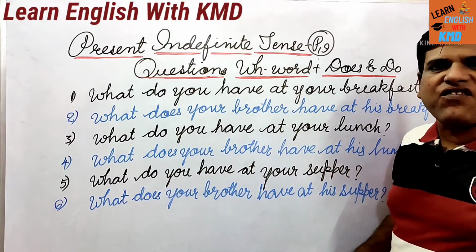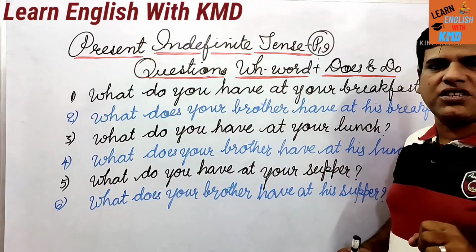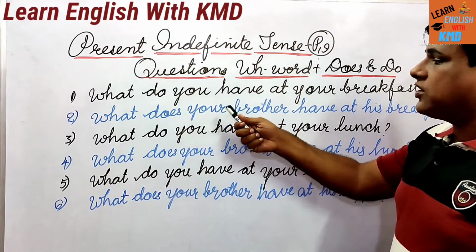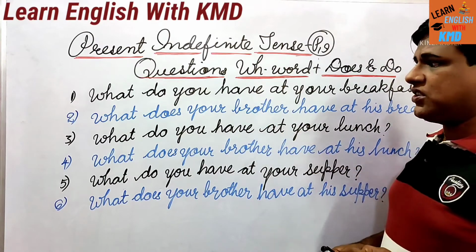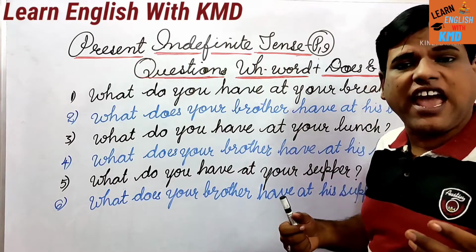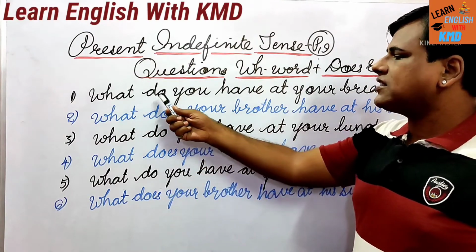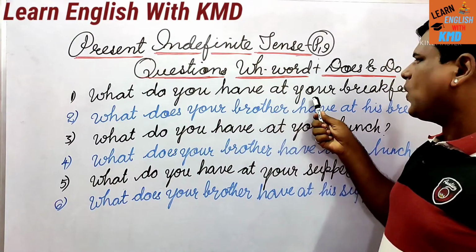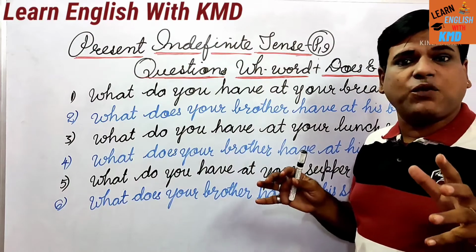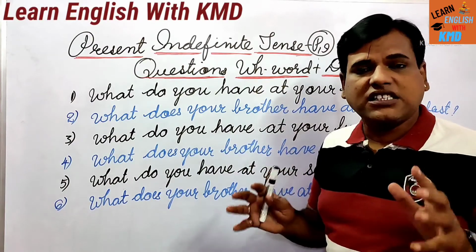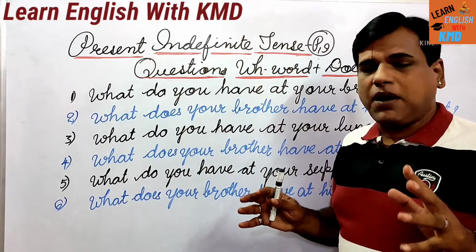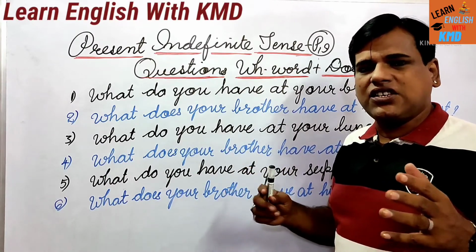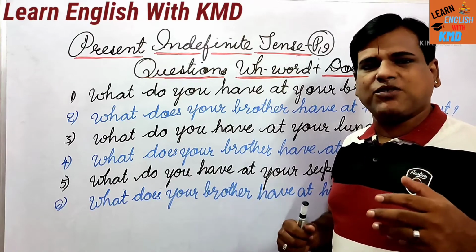Well, it's not breakfast. It's breakfast, breakfast. What do you have at your breakfast? Let's count the words. How many words do we have in the question here? What do you have at your breakfast? Well, we have 7 words here. But when it comes to spoken English, there's only 1 or 2 words. So in spoken English, the question comes out like this.